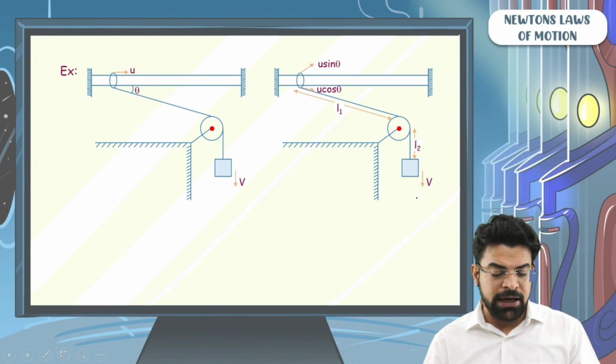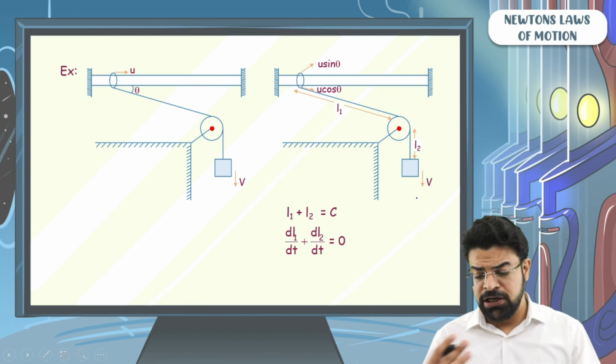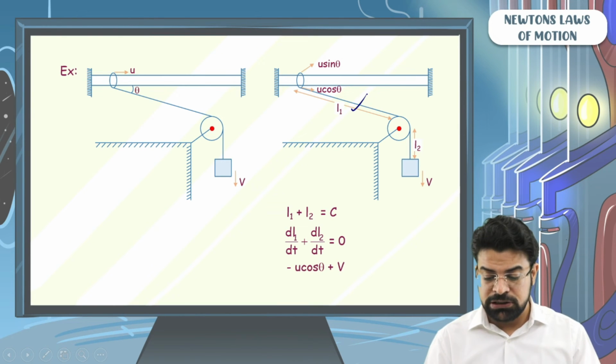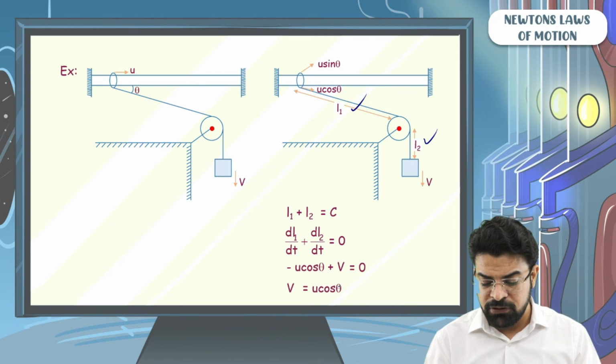So you will again write the same old drama, L1 plus L2 equals constant, dl1 by dt plus dl2 by dt equals 0. You will write dl1 by dt as minus u cos theta, dl2 by dt as plus v, so minus u cos theta plus v equals 0. Hence you will say v equals u cos theta.